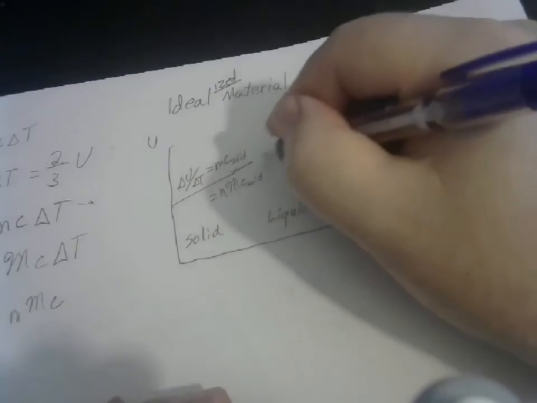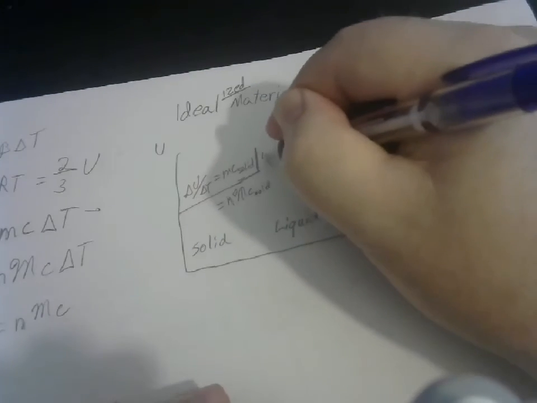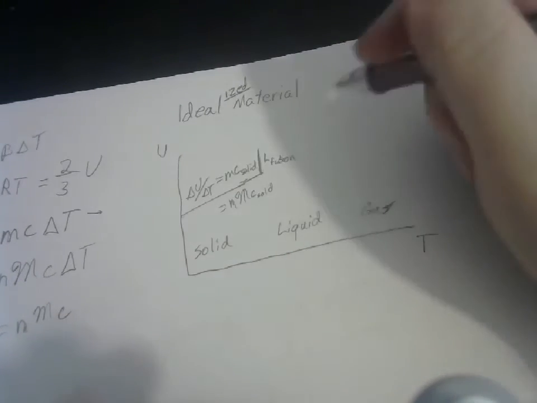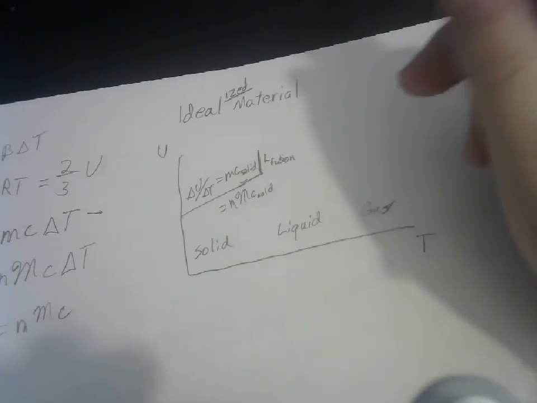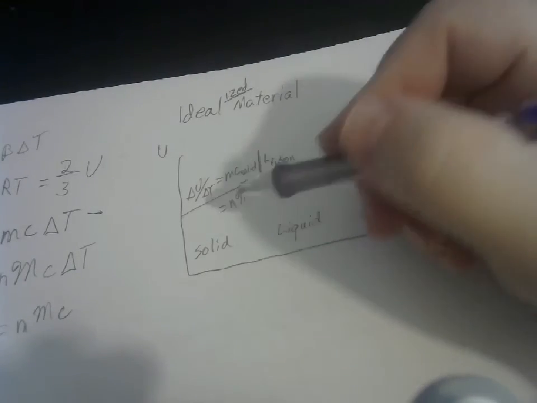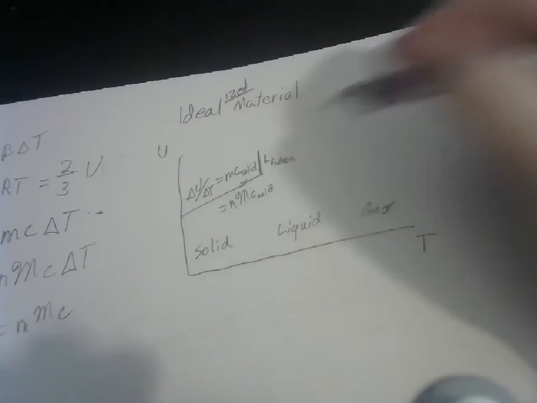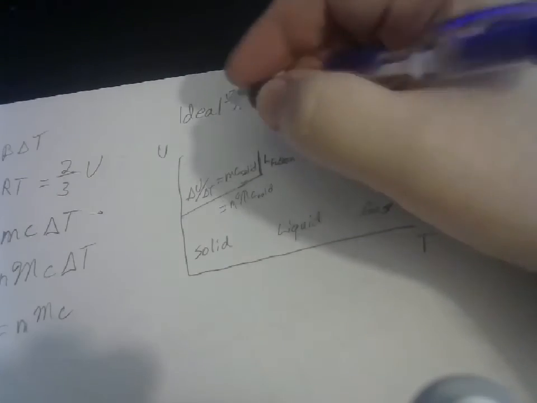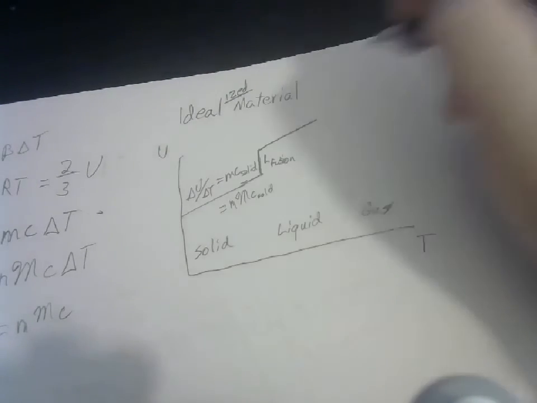Then you get to the liquid part, but before you get to the liquid part, you've got something called the latent heat of fusion. This is going to leave the material at a constant temperature. It's like a mix of ice and water, for instance. Part of it is solid and part of it is liquid, but it stays at the same temperature while some of the solid is converting to liquid.